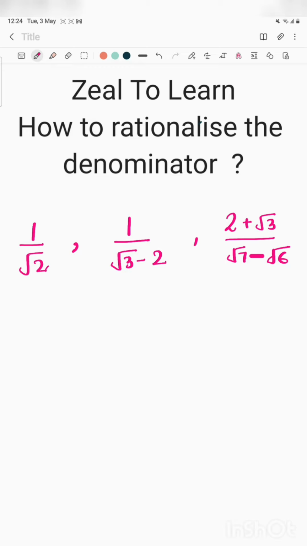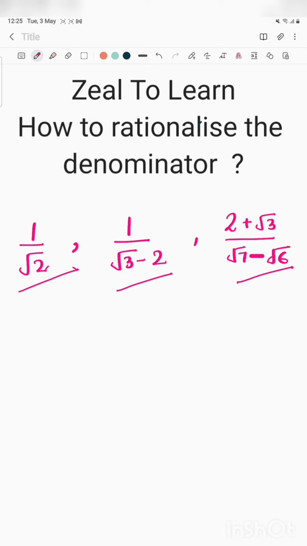Now, rationalizing the denominator means you have to convert the denominators into rational form. That is, you have to remove the square root sign from the denominator. Okay, that is meant by rationalizing the denominator. Now, rationalizing the denominator is just a way of expressing the number in a different form. The same number we are writing in a different form.